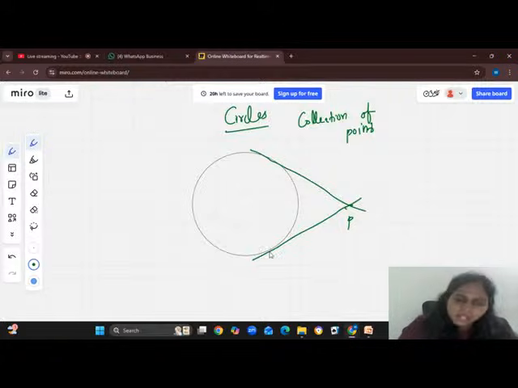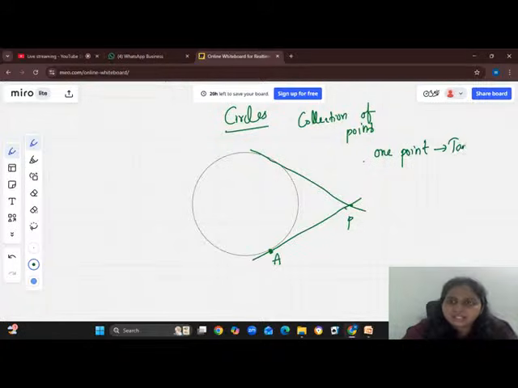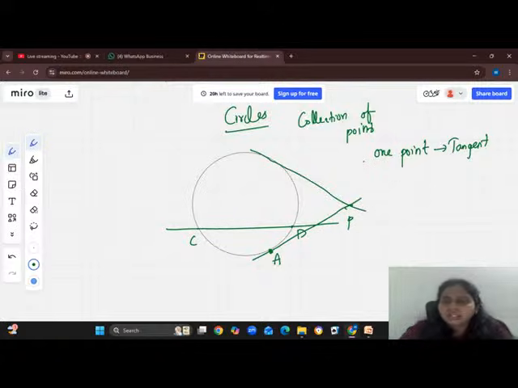If a line passes through only one point, then we call it a tangent. And if a line passes through or intersects two different points in a circle, C and D, two distinct points, we call it a secant.